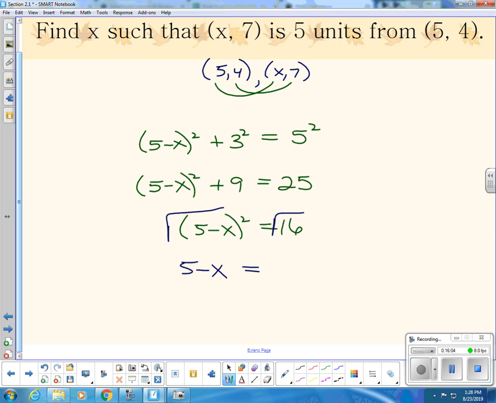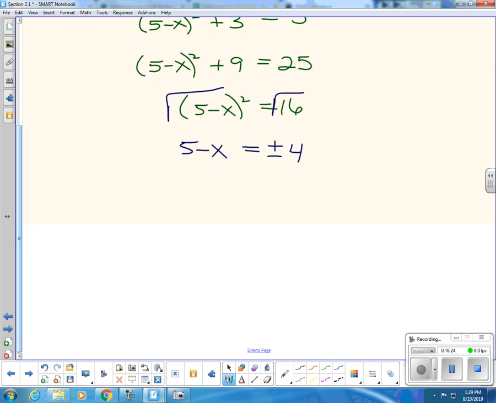-4. So anytime you're in an equation and you're solving and you take the square root, you need to consider both cases, +4 and -4. Because understand, this point is 5 units from the other point. It could be this way or this way. All right? So we are going to just do 2 separate little equations.